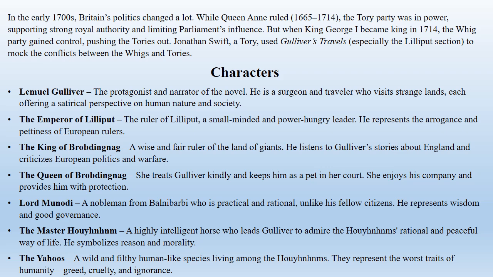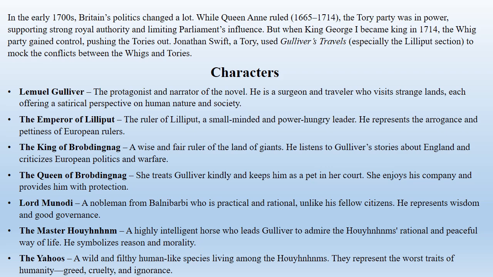The King of Brobdingnag is a wise and fair ruler of the land of giants. He listens to Gulliver's stories about England and criticizes European politics and warfare. The Queen of Brobdingnag treats Gulliver kindly and keeps him as a pet in her court. She enjoys his company and provides him with protection. Lord Munodi is a nobleman from Balnibarbi who is practical and rational, unlike his fellow citizens. He represents wisdom and good governance.